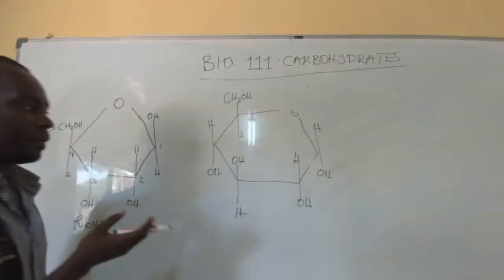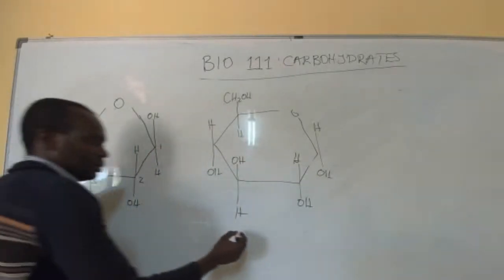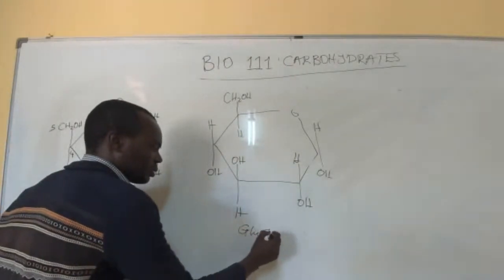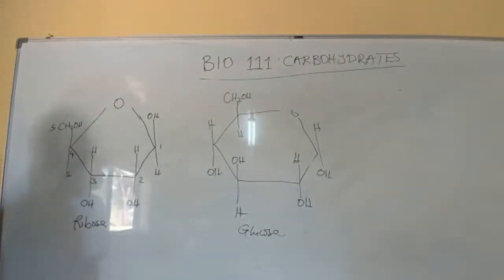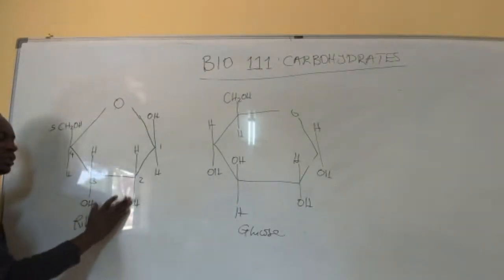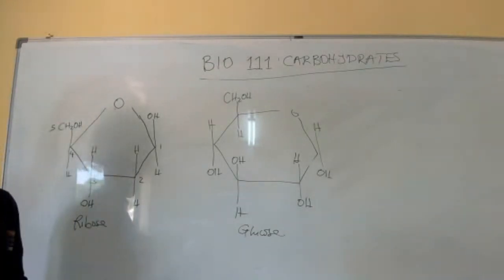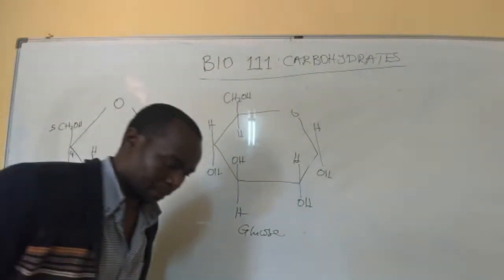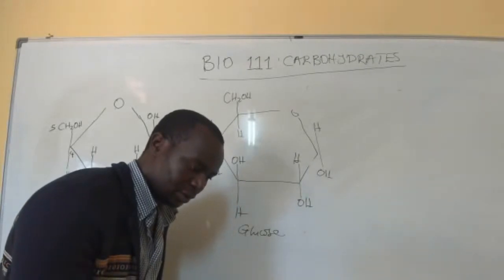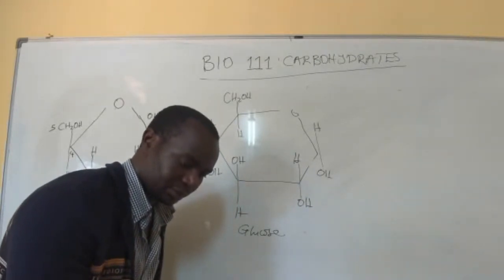So this is your hexose sugar. An example is glucose, whereas this is your pentose sugar, ribose. We've got a ribose sugar and a deoxyribose, which is deficient of an oxygen atom on carbon number 2. Alright, so we go to the next question.